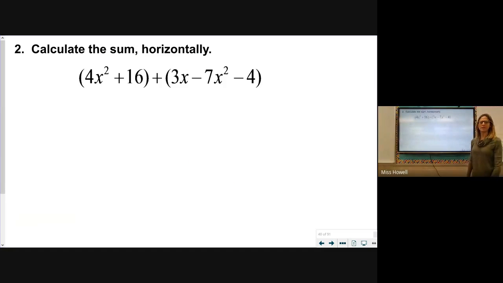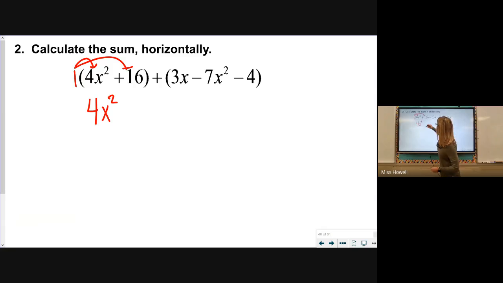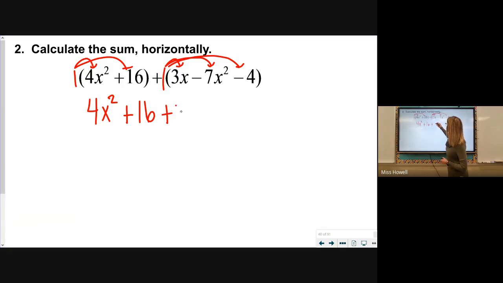All right, number 2, we want to calculate the sum horizontally. When I add up these problems horizontally, it's the same as if it just says simplify. I'm going to distribute, and I'm going to combine like terms in standard form. So I'm putting in my 1 here. It's getting shared to 4x squared and 16. So 1 times 4x squared is still just a 4x squared, and 1 times 16 is still a +16. All right, same thing here. We're going to put in our 1. It's going to get distributed here to 3x minus 7x squared and -4. So plus 3x minus a 7x squared and a -4.